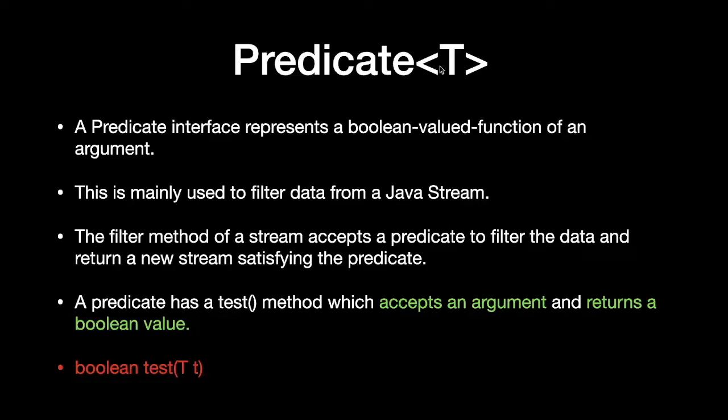If you see here, this Predicate has one method which is test. This test method takes the input and returns a boolean value. It will take one argument and return a boolean as a result. Mainly, where do we use this Predicate? We use the Predicate in filter. Whenever we are filtering, that time we use the Predicate.